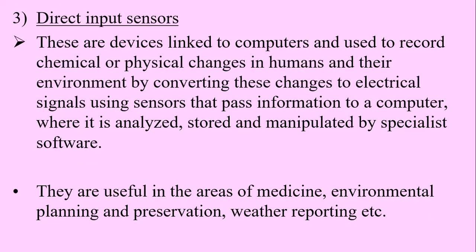Number 3, we have direct input sensors. These are devices linked to computers and used to record chemical or physical changes in humans and their environment by converting these changes to electrical signals using sensors that pass information to a computer where it is analyzed, stored, and manipulated by a specialist software. They are useful in the areas of medicine, environmental planning, and preservation, weather reporting, amongst others.